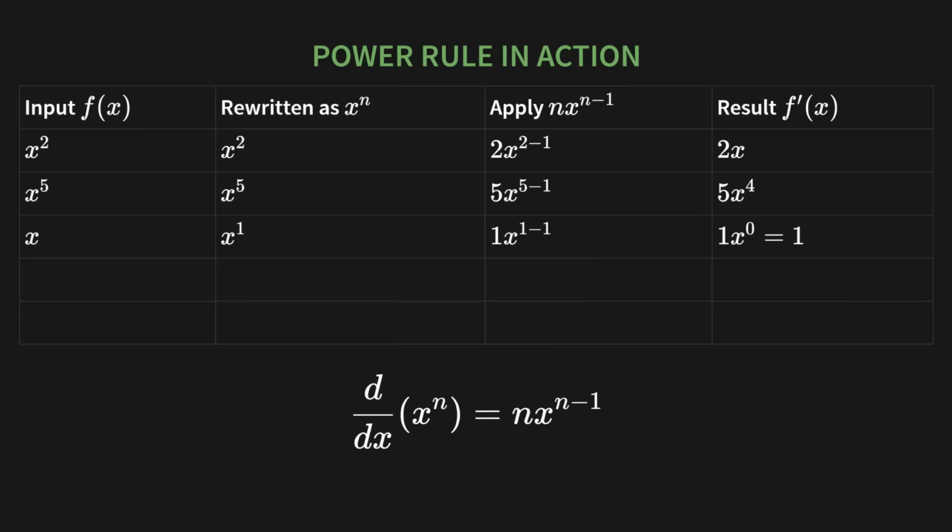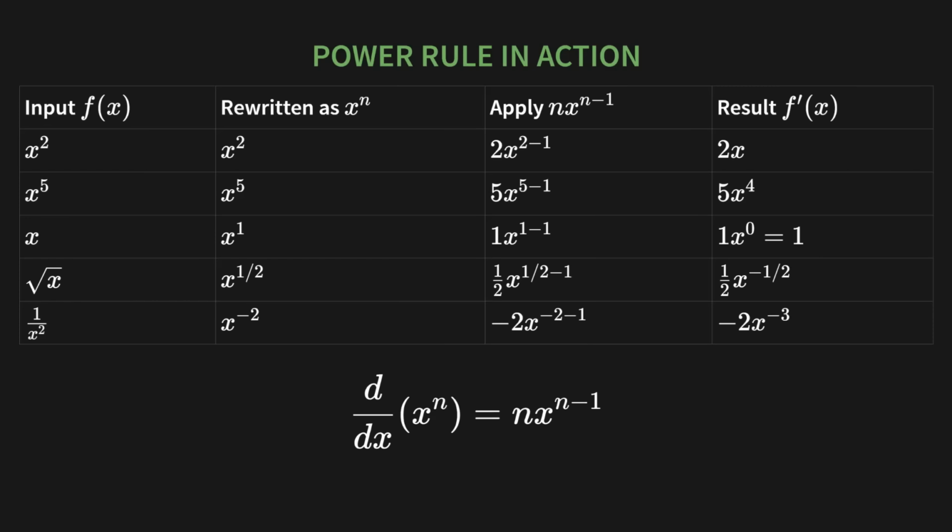Now for a tricky one, the square root of x. First we have to rewrite it. The square root of x is the same as x to the 1/2 power. Now we apply the rule. The 1/2 comes down, times x to the 1/2 minus 1 power. Our final result is 1/2 x to the negative 1/2 power. Last one, 1 over x squared. We can rewrite this using a negative exponent. That's x to the negative 2. Now, apply the rule. The negative 2 comes down in front, times x to the negative 2 minus 1 power. That gives us negative 2x to the negative 3. It's just a mechanical process.